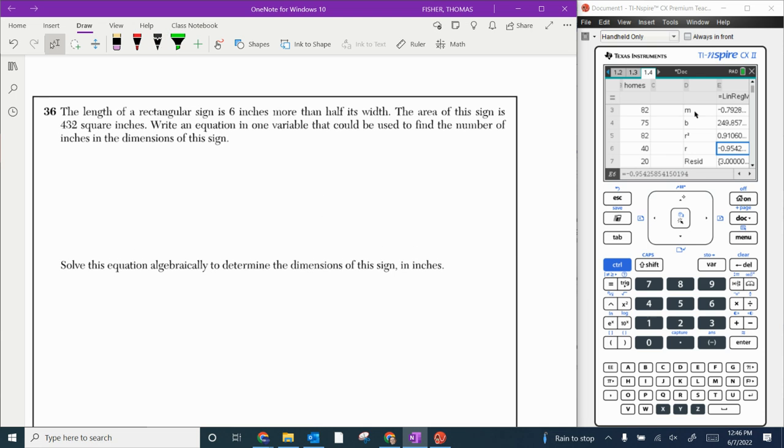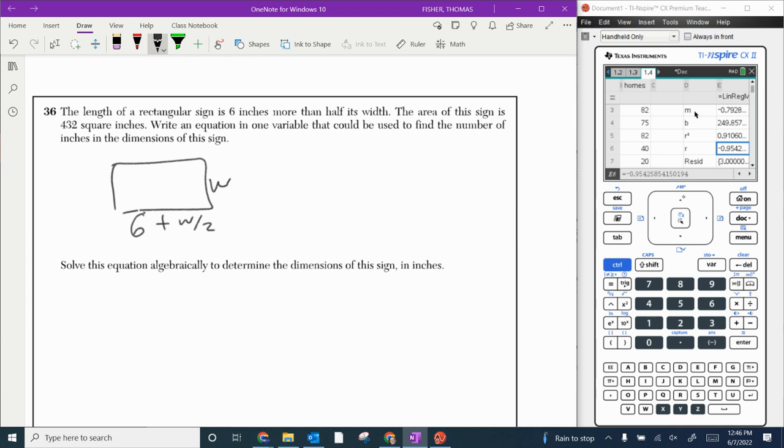Length of a rectangular sign. Draw a picture, a rectangle. Length is 6 more than the width divided by 2, because you halve it. Width is W. Oops, that's not what I want. Let's try again. 6 more, not L more. 6 more than half its width. That all represents the length, L.